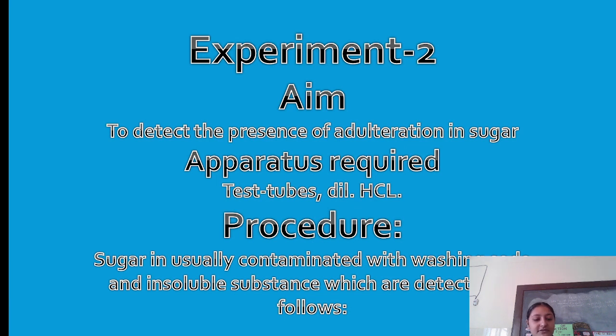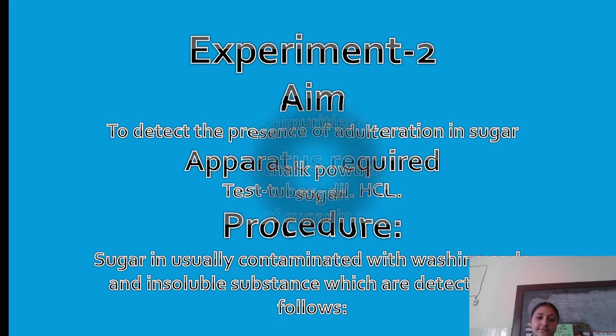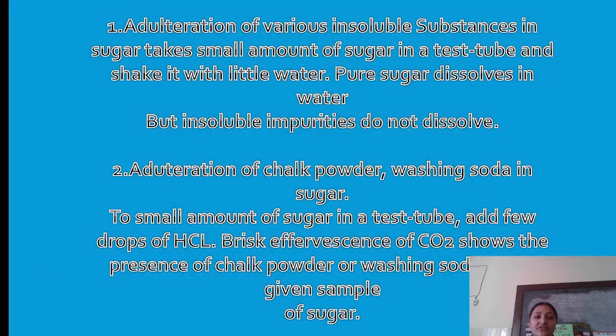So next is the procedure. Sugar is usually contaminated with washing soda and insoluble substances, which are detected as follows. Adulteration of various insoluble substances in sugar: take a small amount of sugar in a test tube and shake it with a little water. Pure sugar dissolves in water, but insoluble impurities do not dissolve.